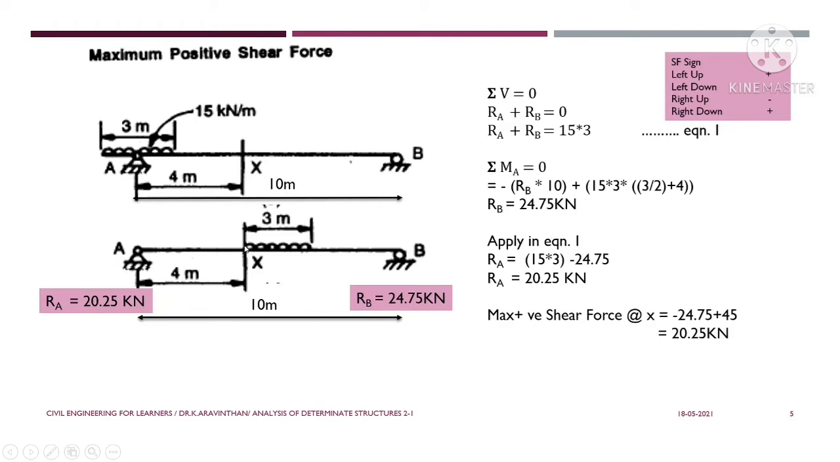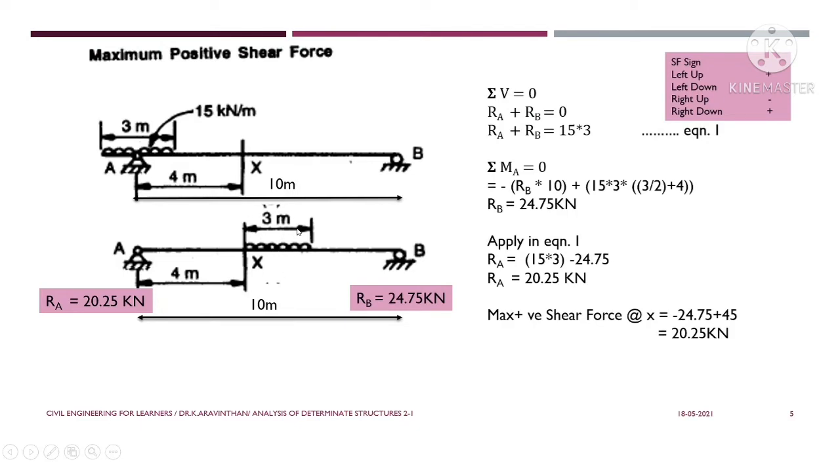If I want shear force at this point, either I can look into right hand side or I can look into left hand side. Now let me see in right hand side. Right hand side upward, the reaction B is upward. So right up is negative of 24.75. So minus 24.75.